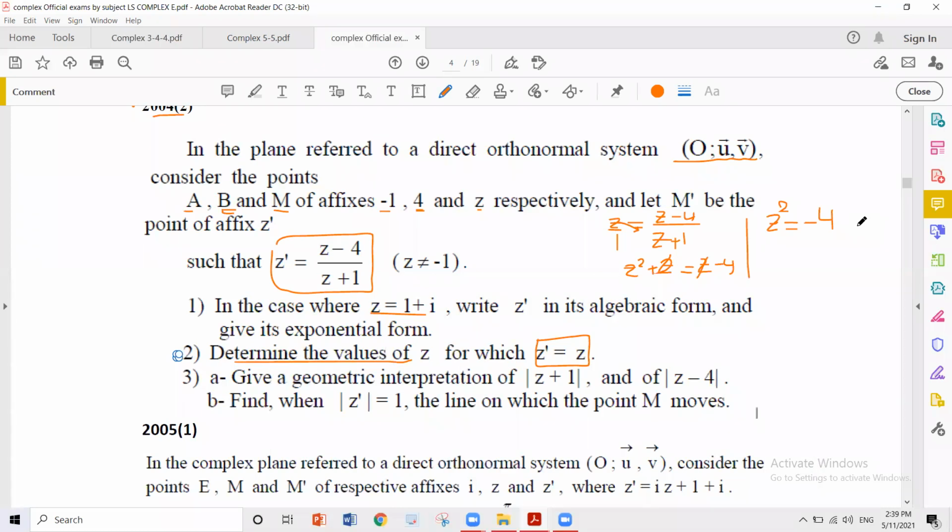We replace minus 1 by I square. So Z square equals 4 I square. So Z equals plus or minus radical 4 I squared, so Z equals minus 2I or Z equals 2I.